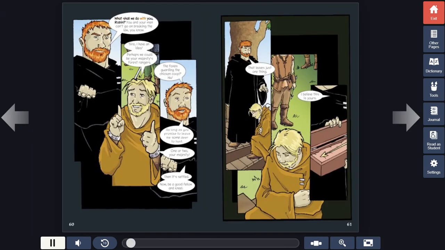What shall we do with you, Robin? You and your men can't go on breaking the law, you know. Sire, I have an idea. Perhaps we could be your Majesty's forest rangers. The fox is guarding the chicken coop. Ha! As long as you promise to leave me some deer to hunt. One or two, Your Majesty. Then it's settled. Now, be a good fellow and kneel. That leaves just one thing. I believe this is yours.